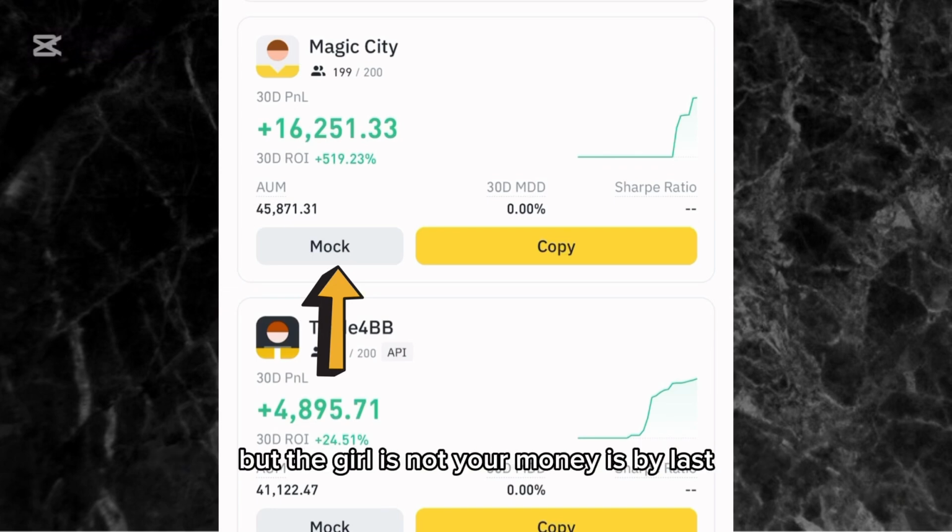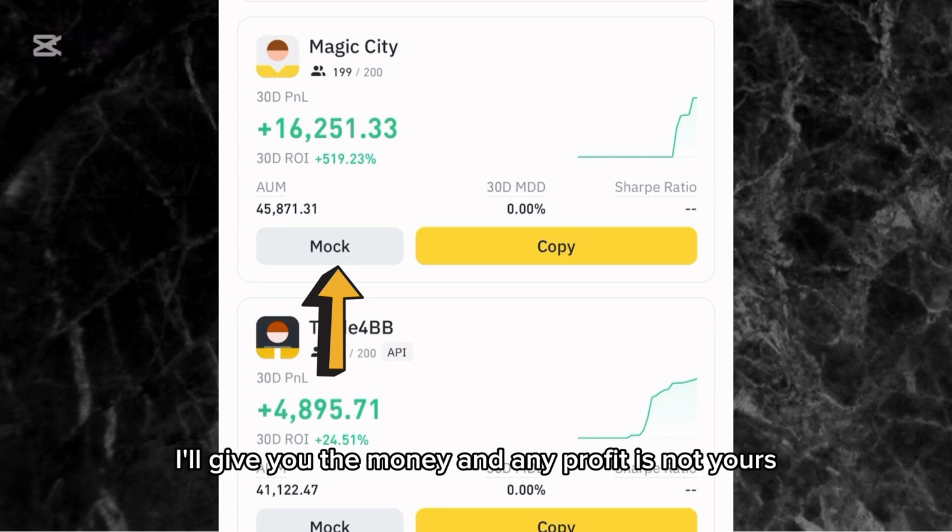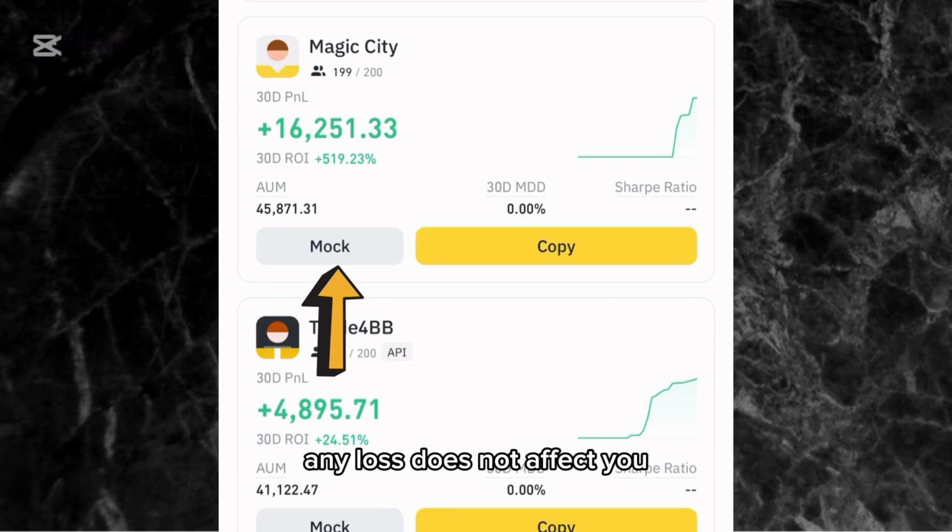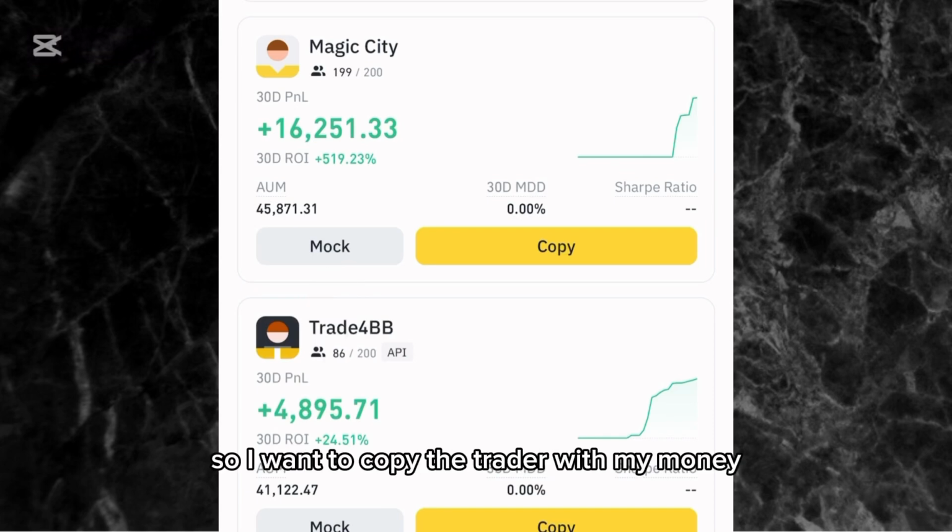But the gain is not your money. It's Binance that will be giving you the money, and any profit is not yours. Any loss does not affect you. So it's just for you to try out traders. But I'm not doing that. So I want to copy the trader with my money.